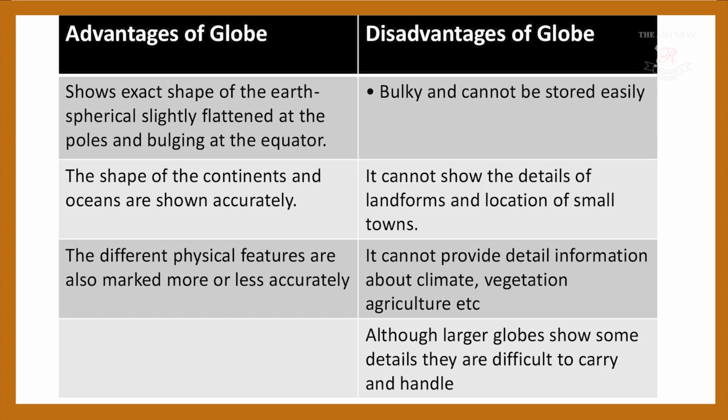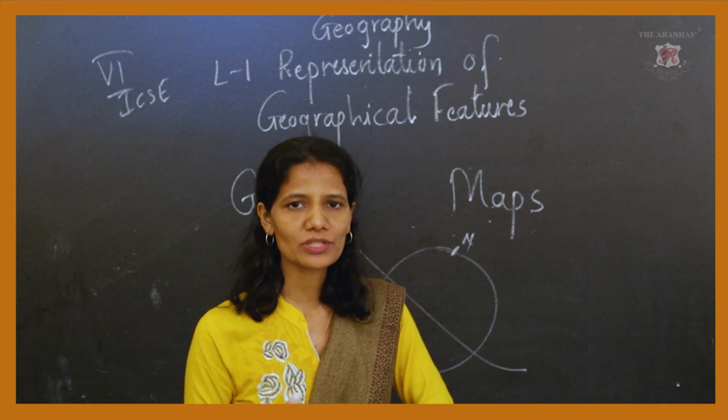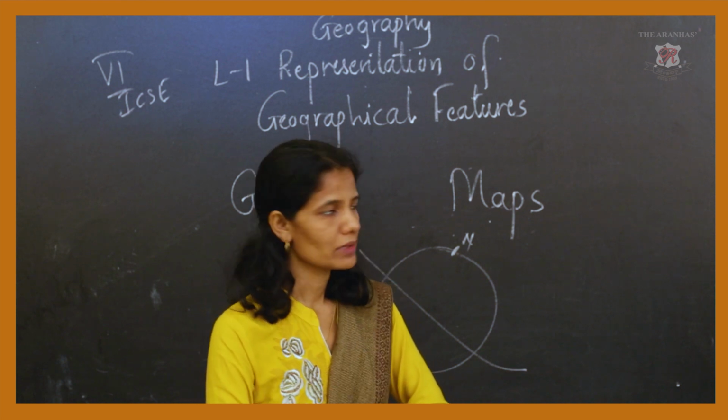The shapes of the continents and oceans are shown accurately. Whatever continents and oceans are marked over there are accurate. The different physical features are also marked more or less accurately, but they are not very accurate. A little bit here and there it can be off.